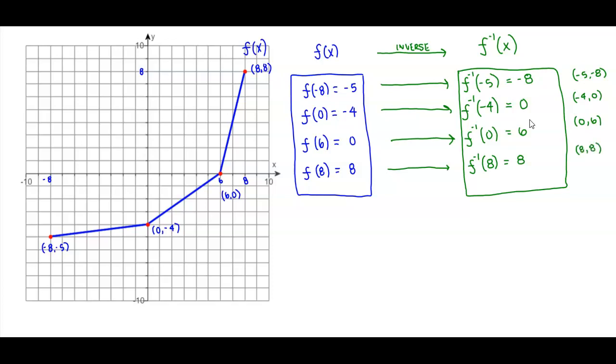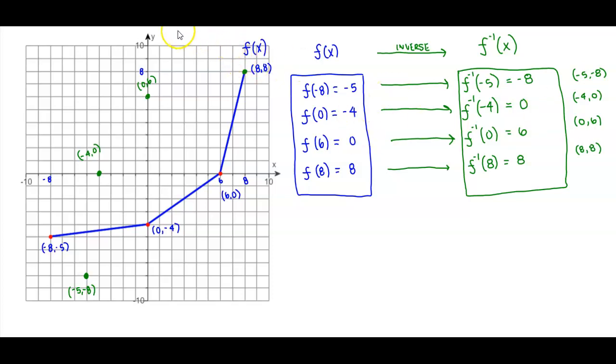So let's go ahead and plot those on the graph. First, -5. We're going to the left, -5, 1, 2, 3, 4, 5, and then down to -8. So there is (-5, -8). Next one is (-4, 0). We go over -4, and then it's 0. And then we have (0, 6). We start at 0 and go up 1, 2, 3, 4, 5, 6. And the last one is (8, 8), which we already have graphed.